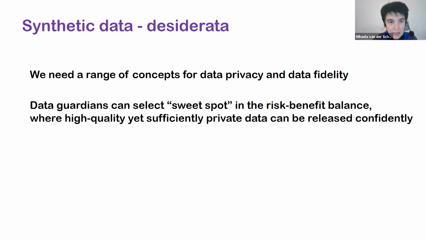So what we really need is a range of concepts for data privacy and data fidelity and ground them in reality. And also then teach data guardians who may not be familiar with these concepts about the risks and the benefits. It is really my worry that today many people talk about concepts such as anonymity or identifiability without a really clear definition. And I think that this is quite dangerous.